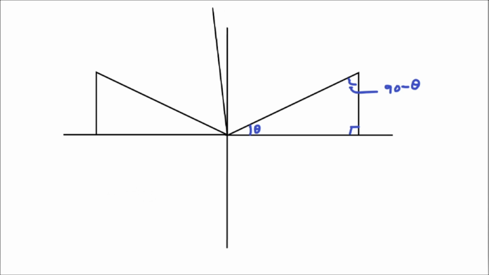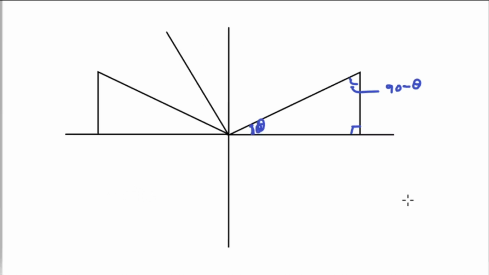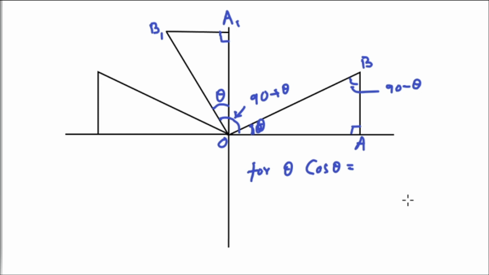So now the hypotenuse will be at this angle because the angle made is theta here. So the total angle is 90 plus theta. Let's give the names. At 90 degrees, let's say it is A, and at the complementary angle, that is B, A1, B1. So for theta, cos theta will be B by H, that is OA by OB. And for sin theta, P by H, that is BA by the hypotenuse, that is OB.